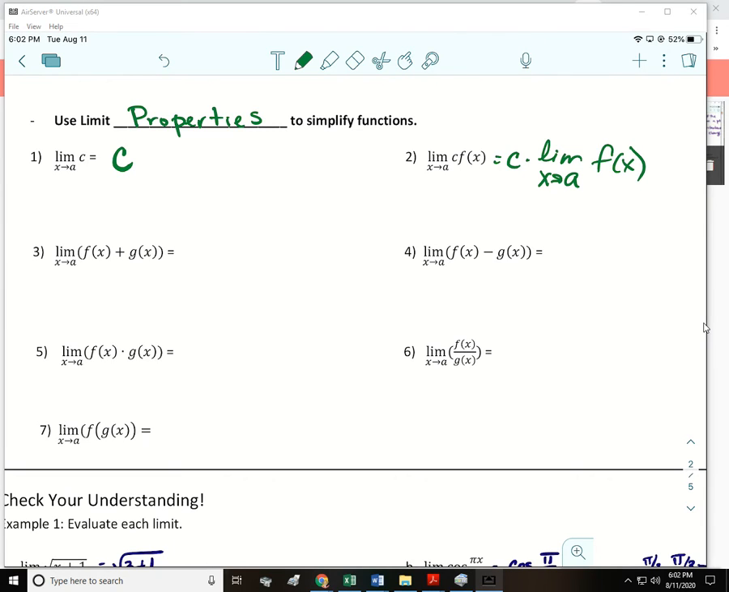All right, you could probably figure out 3 through 6 on your own. So for sums, differences, products, and quotients, if you have that going on inside the limit, you can separate it into multiple limits, which is what we're going to do.